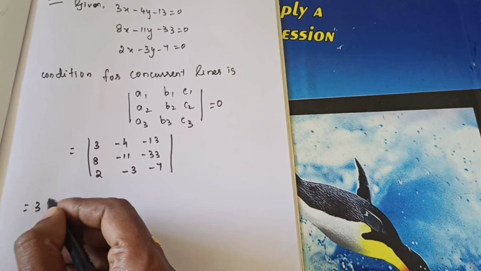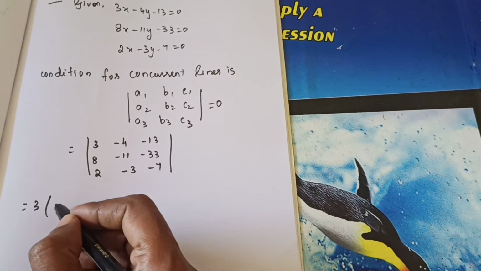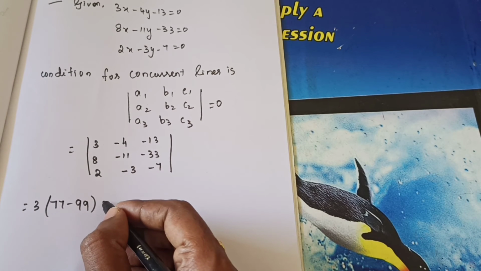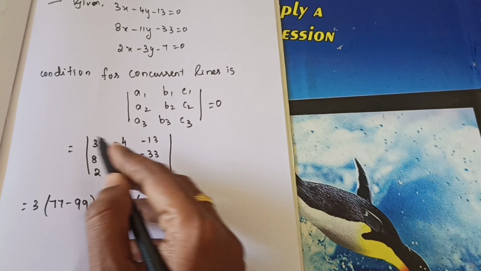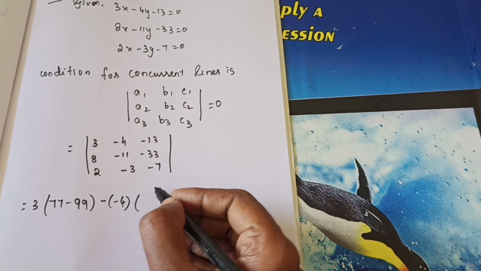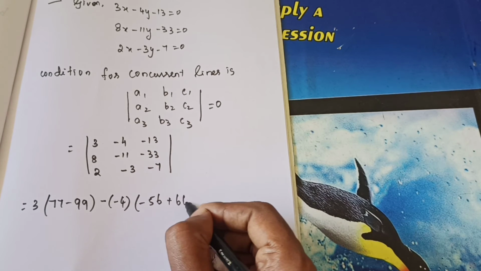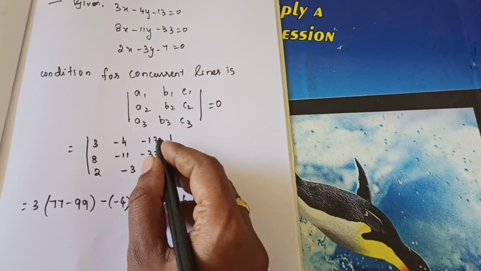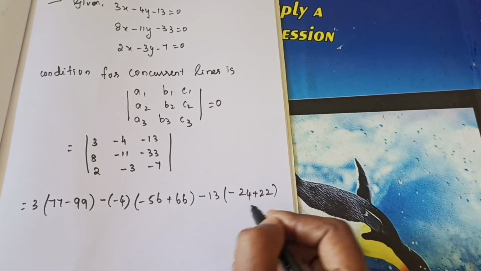Okay, so 3 into, how will you take this? This and this will go. So I am simplifying, that is 77. So directly I am writing, 77 minus 99. Next, 2 means minus of minus 4 you will get. So this and this will go. So 8 into minus 7 you will get as minus 56. 33 into 2 means 66, correct? Then next one is plus, that is minus 13. So this row and this will go. So minus 24 plus 22, correct?